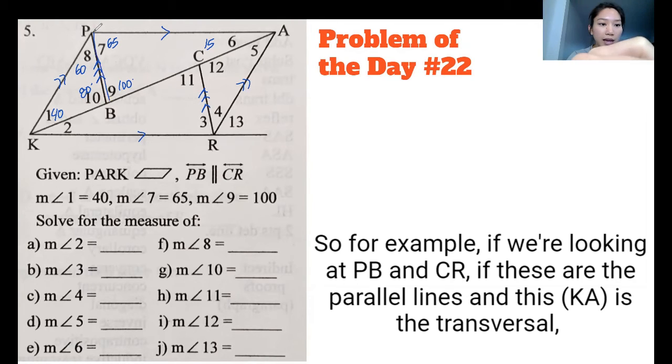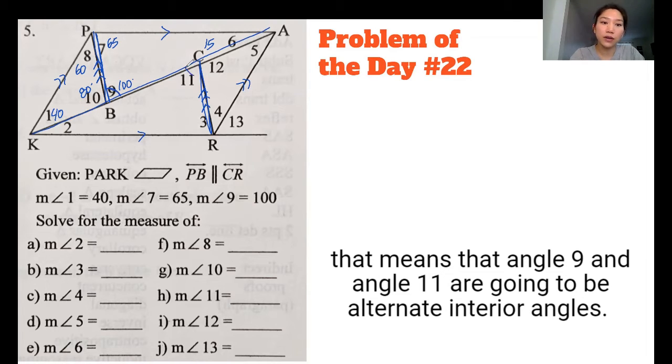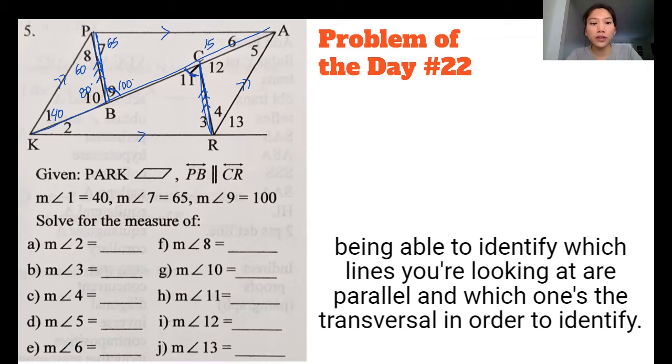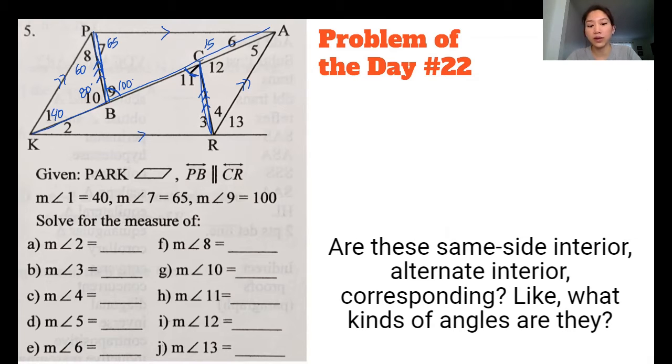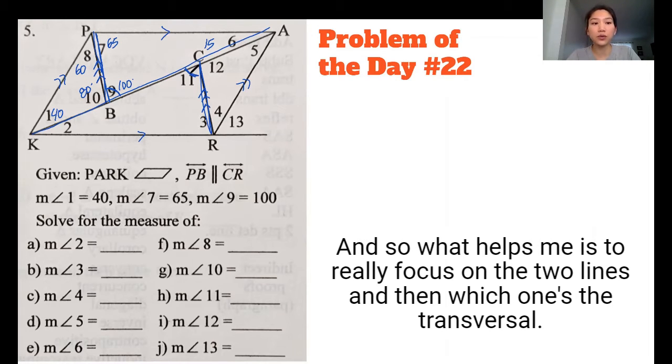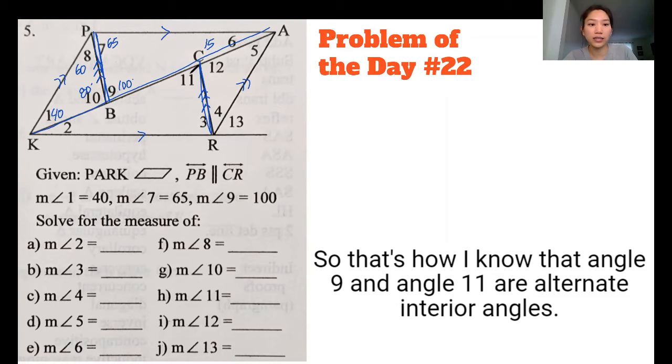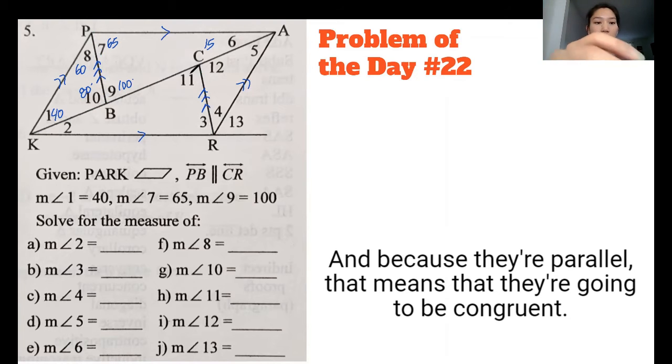For example, if we're looking at PB and CR as the parallel lines and this is the transversal, that means that angle 9 and angle 11 are going to be alternate interior angles. The toughest part about having a diagram like this where there are a lot of different parallel lines is being able to identify which lines you're looking at are parallel and which one's the transversal in order to identify what kinds of angles they are: same side interior, alternate interior, corresponding. What helps me is to really focus on the two lines and then which one's the transversal. That's how I know that angle 9 and angle 11 are alternate interior angles. And because they're parallel, they're going to be congruent.